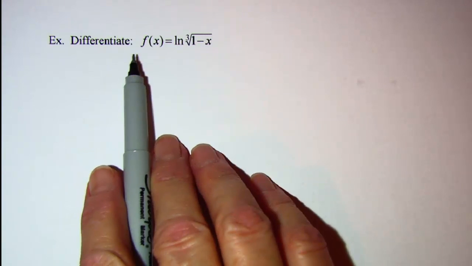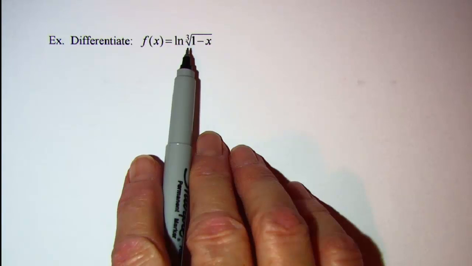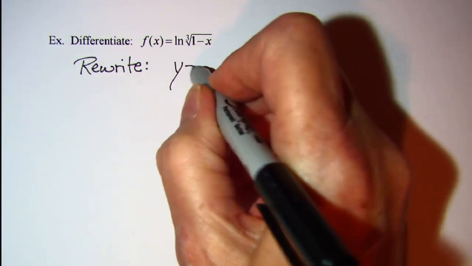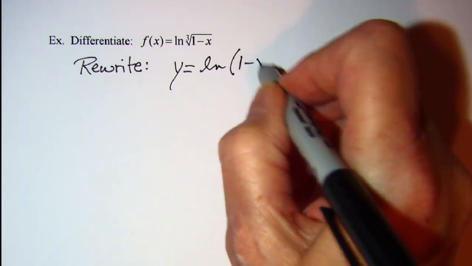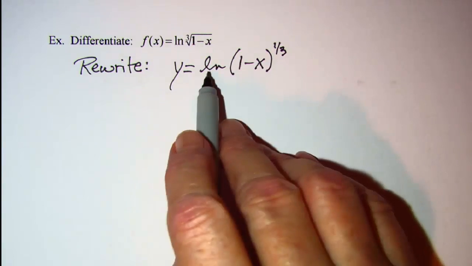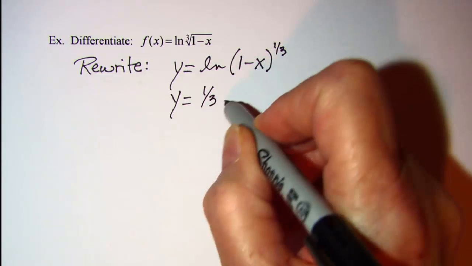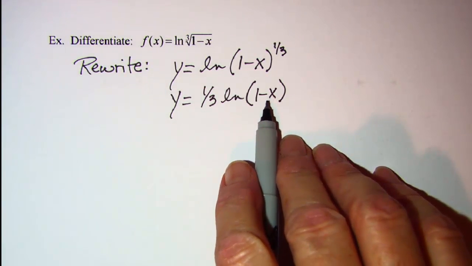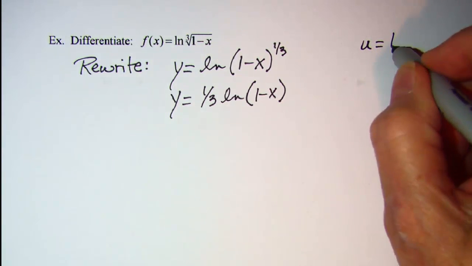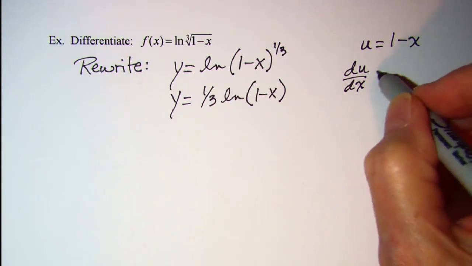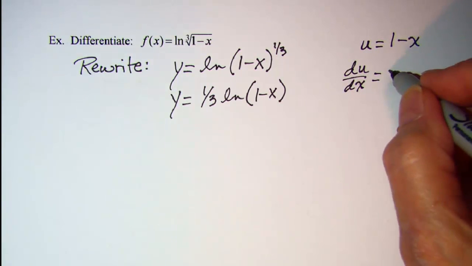Let's do another one. We're asked to differentiate f of x equals ln of cube root 1 minus x. So again, let's rewrite this with an exponent. This becomes y equals ln 1 minus x to the 1/3 power. And then we can bring this 1/3 out in front of the logarithm. So we have y equals 1/3 ln of 1 minus x. Now on this one we need to use our u substitution. u is equal to 1 minus x. And then when we do a derivative, du dx, we have 0 minus 1. So that's equal to a negative 1.